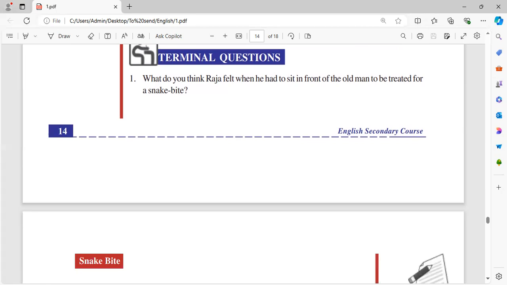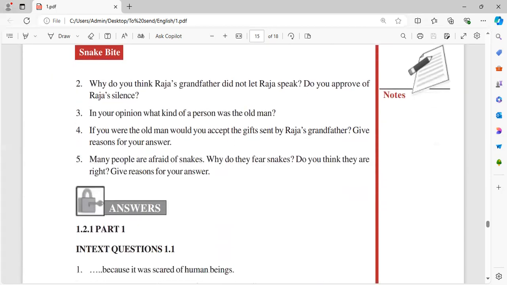Terminal questions. What do you think Raja felt when he had to sit in front of the old man to be treated for a snake bite? That needs to be answered by you. Write it and send it to my WhatsApp number. Second question.